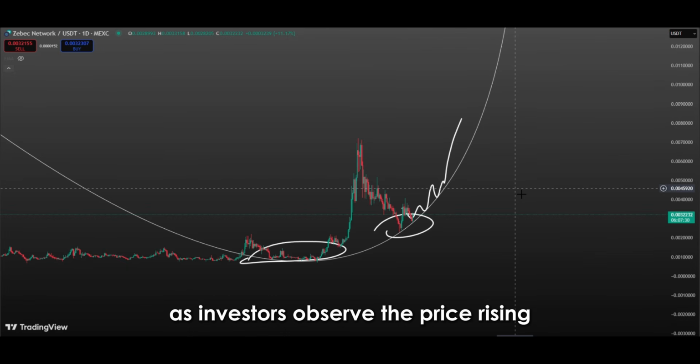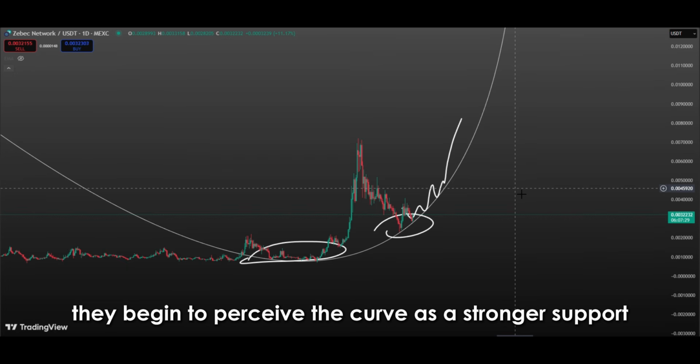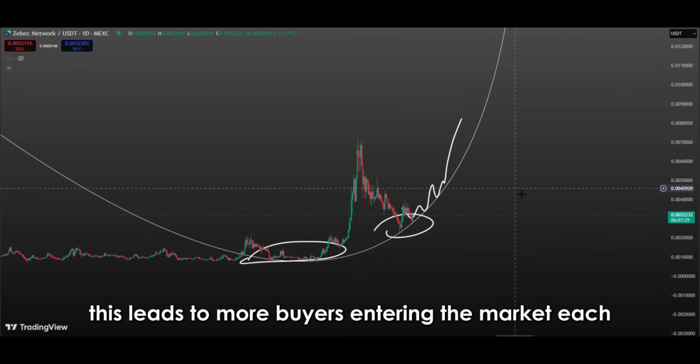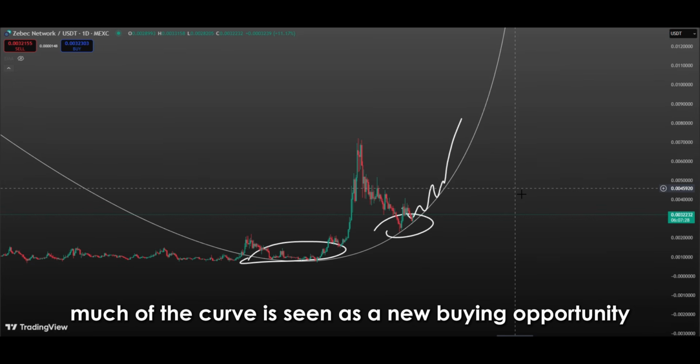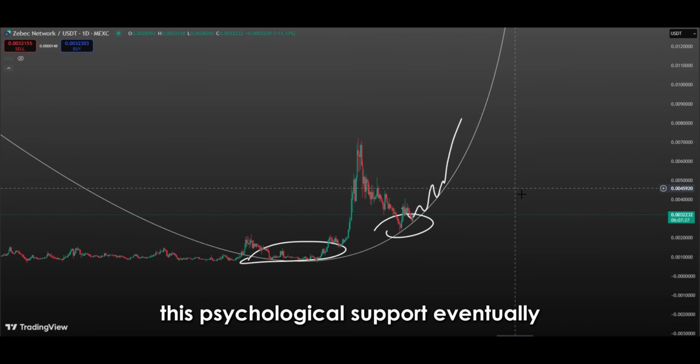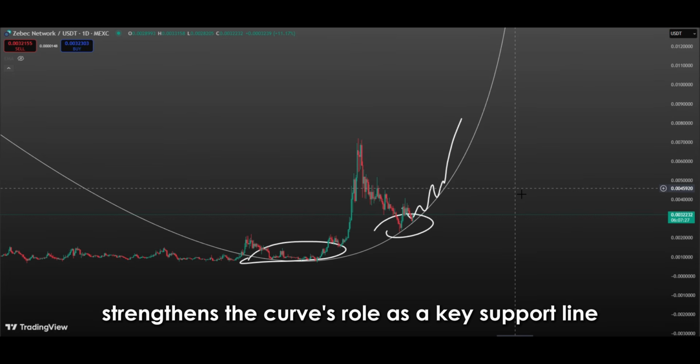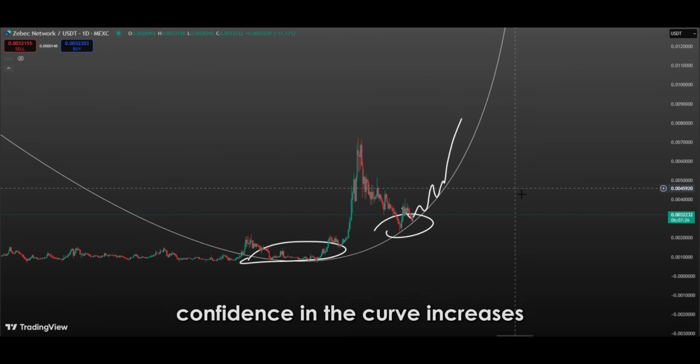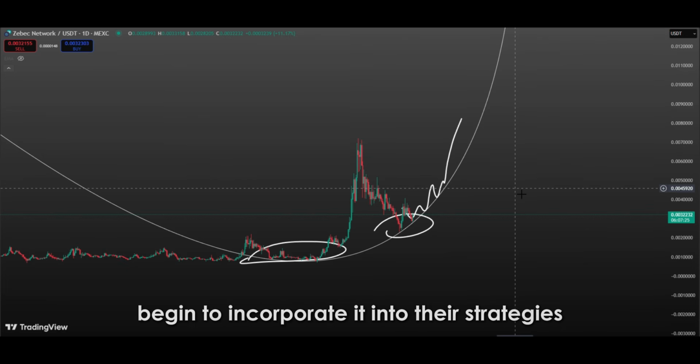As investors observe the price rising each time it touches the curve, they begin to perceive the curve as a stronger support. This leads to more buyers entering the market. Each touch of the curve is seen as a new buying opportunity. This psychological support eventually strengthens the curve's role as a key support line. Confidence in the curve increases, especially on long-term charts, and investors begin to incorporate it into their strategies.